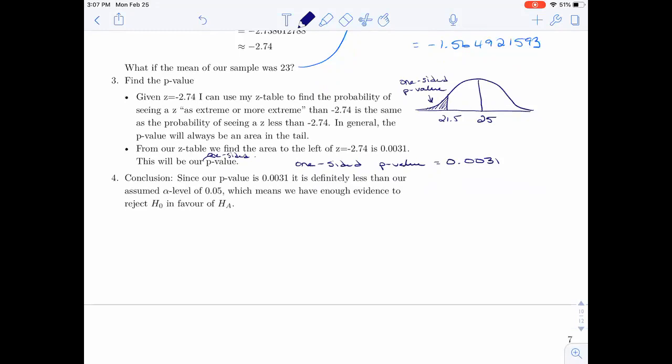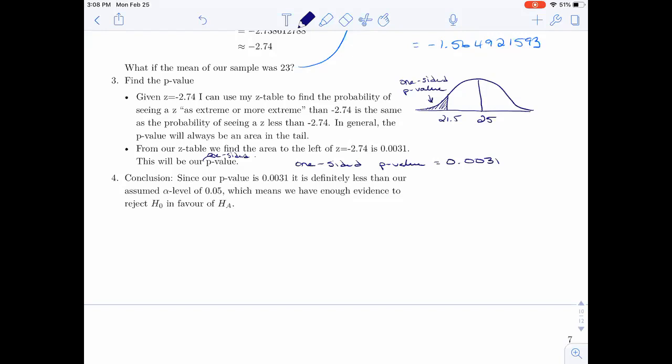For our conclusion, we take our p-value and compare it to our alpha level. The default alpha level that we're going to use is 0.05. 0.0031 is less than 0.05. And so we're going to use this sentence structure: since our p-value is 0.0031, it is less than our assumed alpha level of 0.05. That's just me saying, because I didn't give you an alpha level, if you're assuming an alpha level, you may as well say it. So it's less than our assumed alpha level of 0.05, which means we have enough evidence to reject H naught in favor of HA.